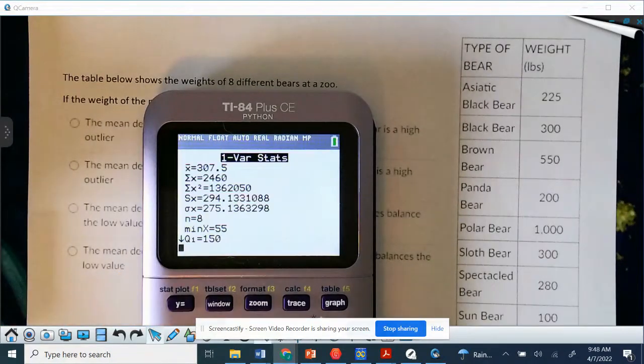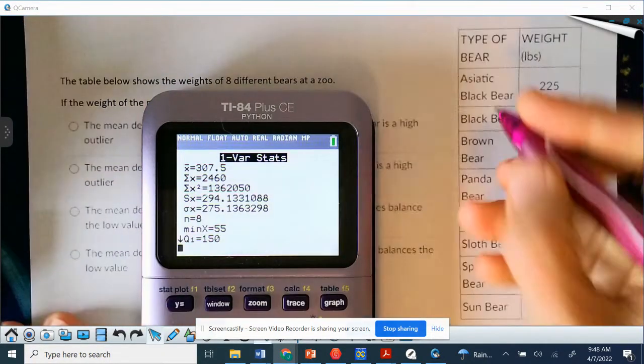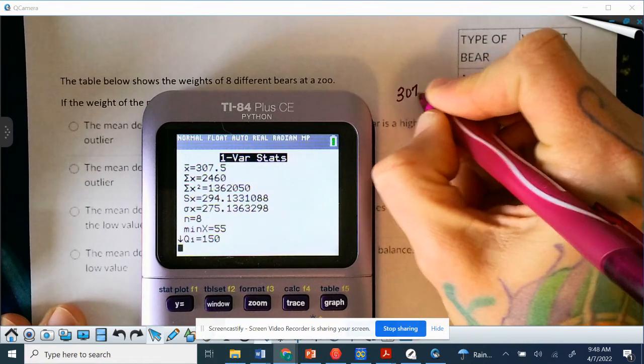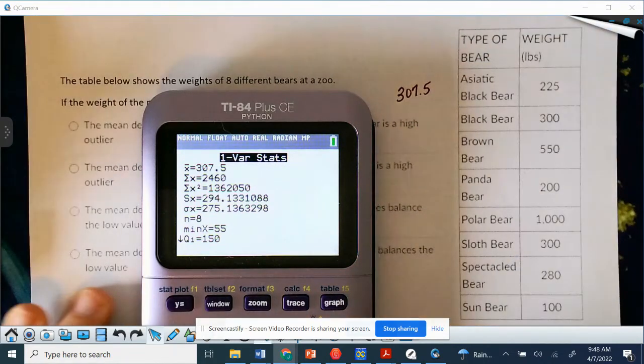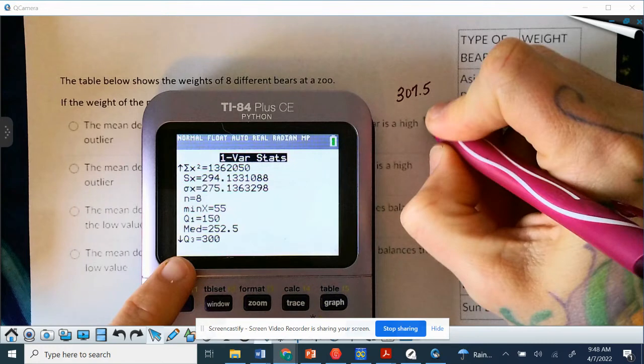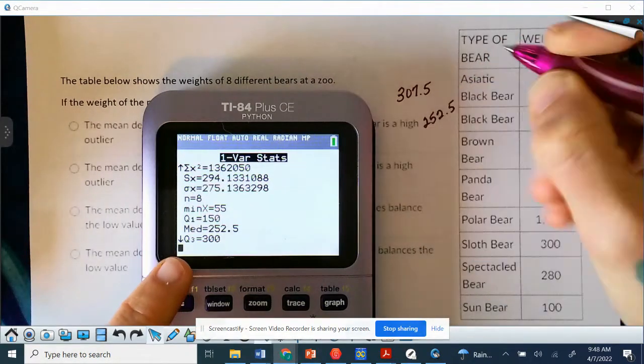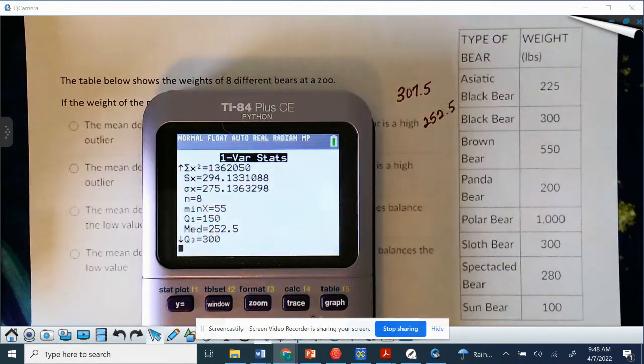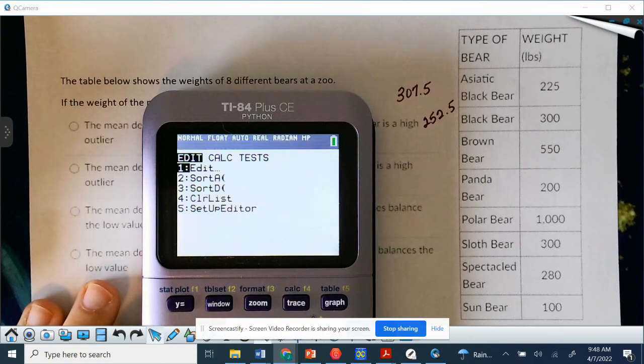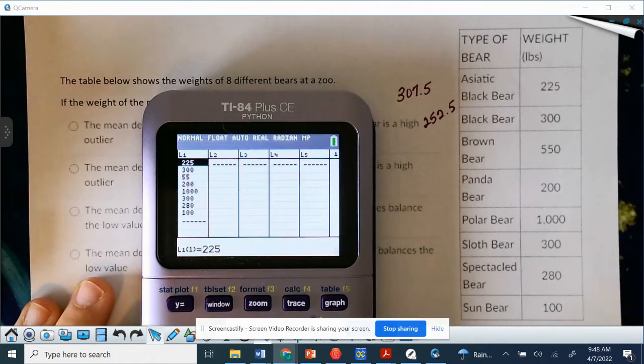And we need our mean. So it's 307.5. The median is 252.5 with the polar bear in there. So if you go to stat, and then you go to edit again, and we know polar bear is 1,000. That is a pretty good outlier there.